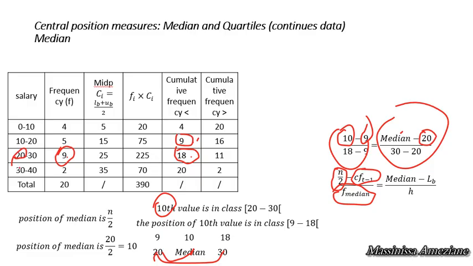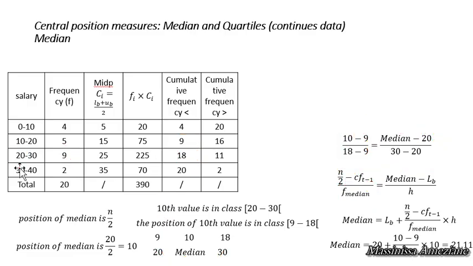30 minus 20 is h, which is the width of the class, and this is actually the formula to find the median when we have continuous data or we have classes. So this is our formula. The median equals the lower boundary plus the position of the median minus the cumulative frequency before the median class, divided by the frequency of the median class, times h.